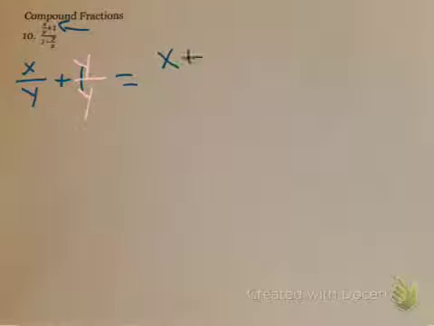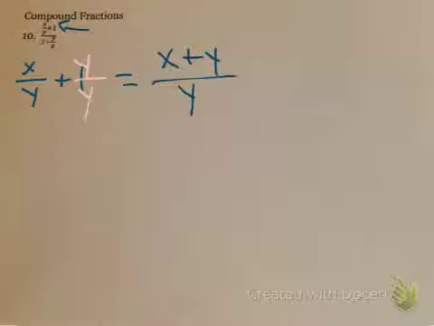Okay. Last thing, compound fraction. So all a compound fraction is, I have fractions within a fraction. So I could just look at the numerator and add x over y plus 1 with a common denominator. So my common denominator, guys, would be what? y, so this would be y over y. So this would turn into x plus y over y.